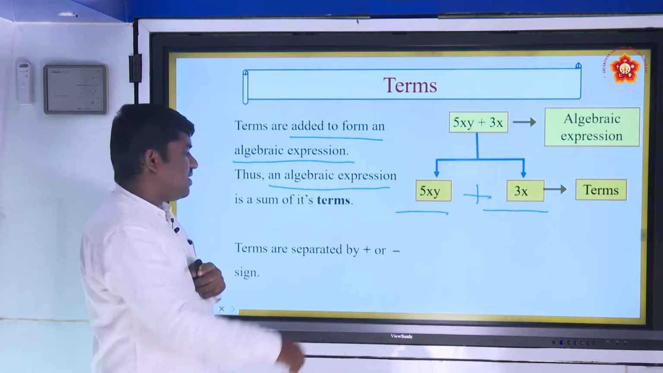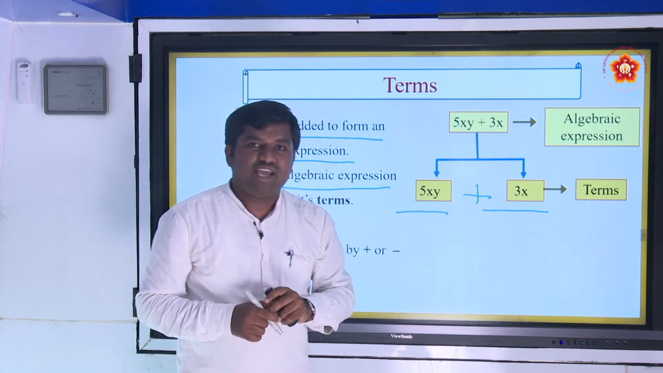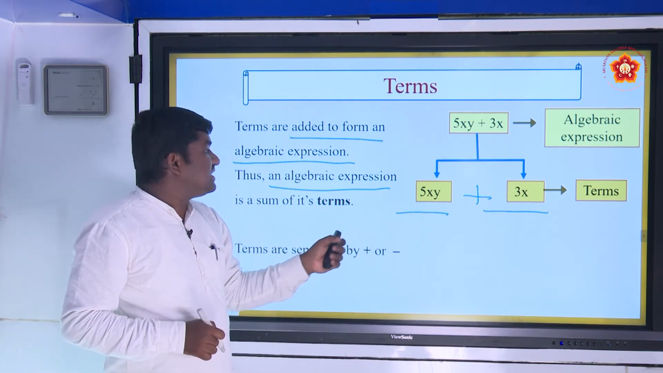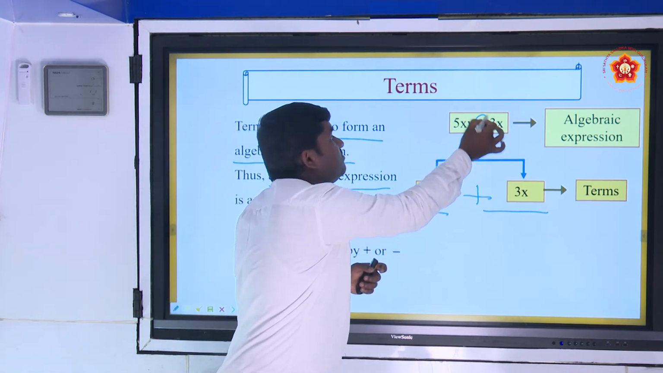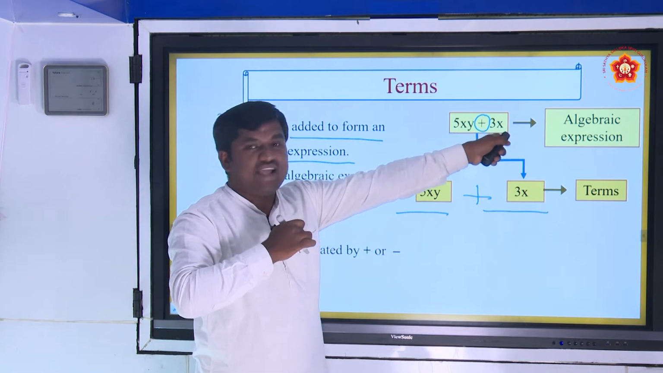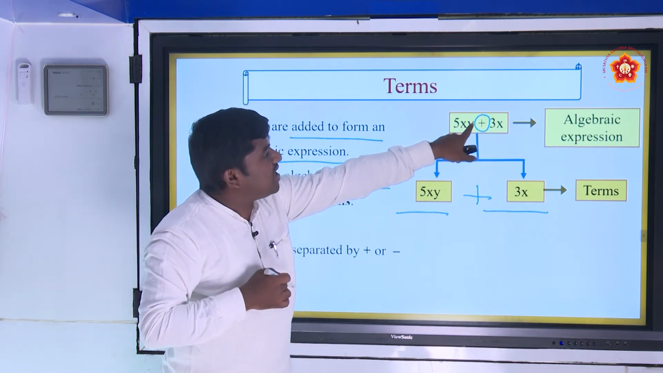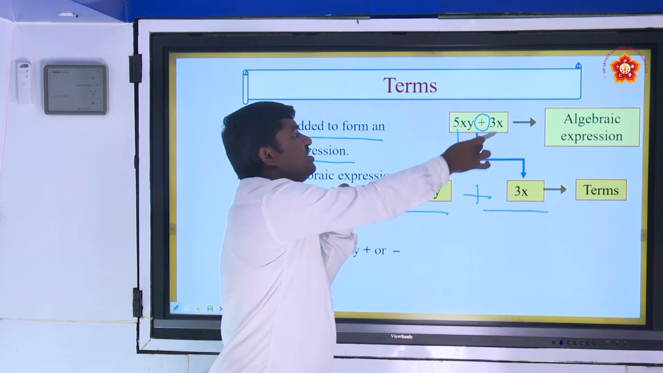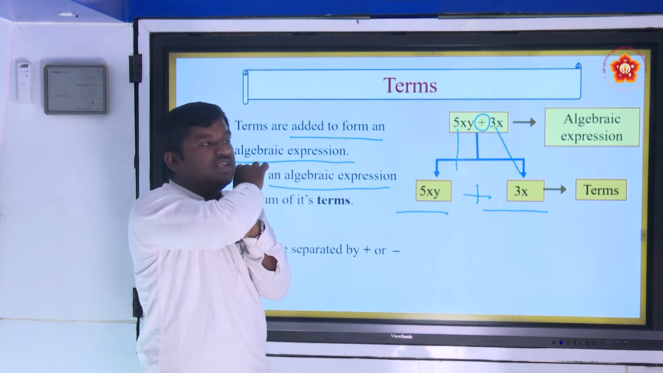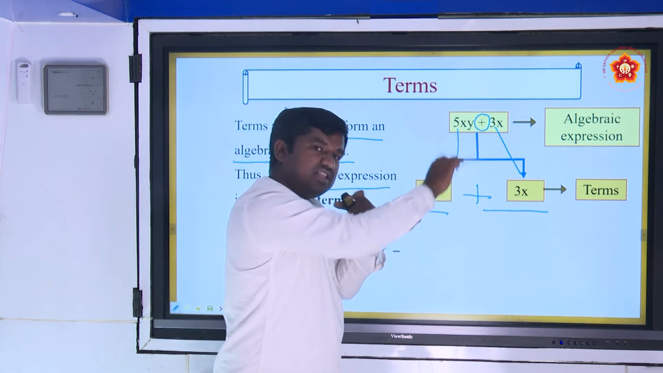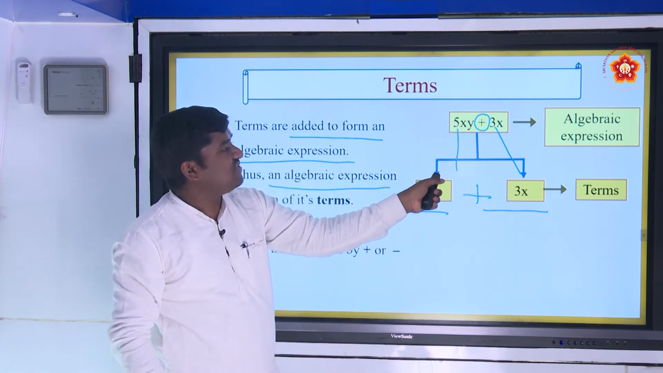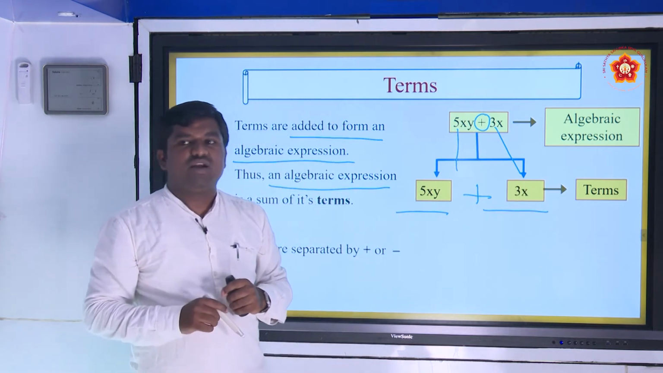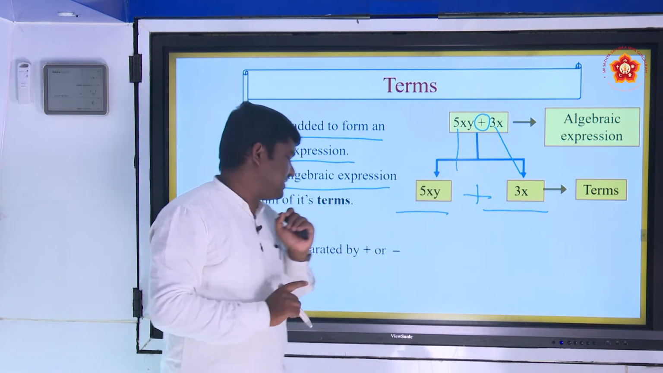Next, terms are separated by plus or minus sign. See here, these two terms are separated by a plus sign. 5xy plus 3x, these two terms are separated by plus. So 5xy is one term, 3x is another term. Suppose minus is there, then also 5xy is the first term, 3x is the second term. So terms are separated by plus or minus sign.